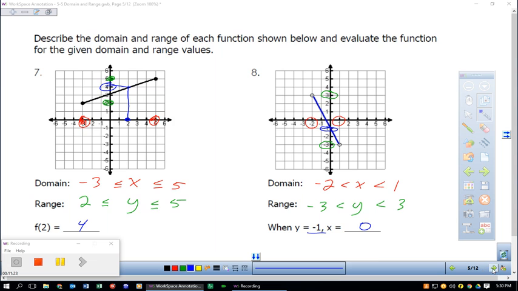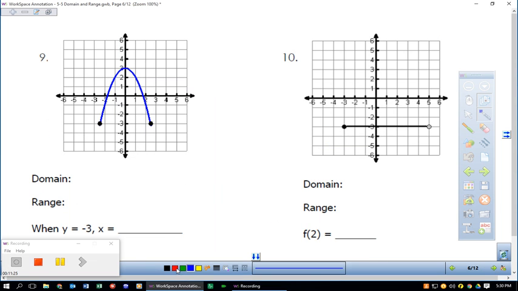Number 9. Domain, where we go from left to right. Well, the farthest to the left it gets is somewhere right around, it looks to be negative 2.5. It's closed, and it goes all the way to the right at positive 2.5. So negative 2.5 is less than or equal to x, it's less than or equal to 2.5.